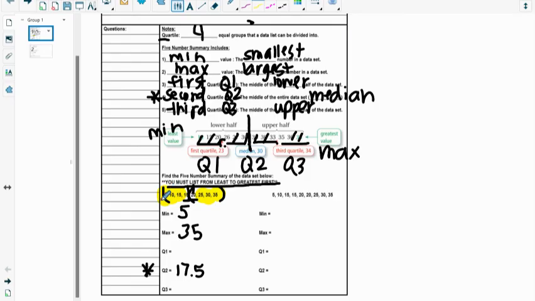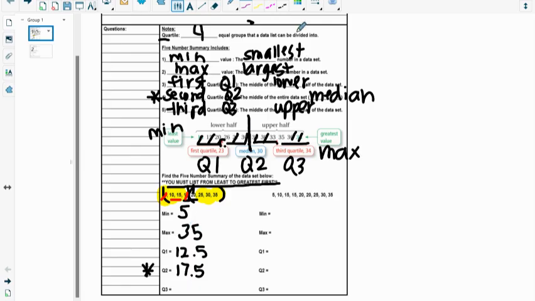Then we go again and we find the median of those numbers. So we've got a 10 and a 15 together over here. So we'd add 10 plus 15 is 25, divided by 2 is 12.5. Again, you can be doing all this in your calculator. You do not have to do this by yourself.